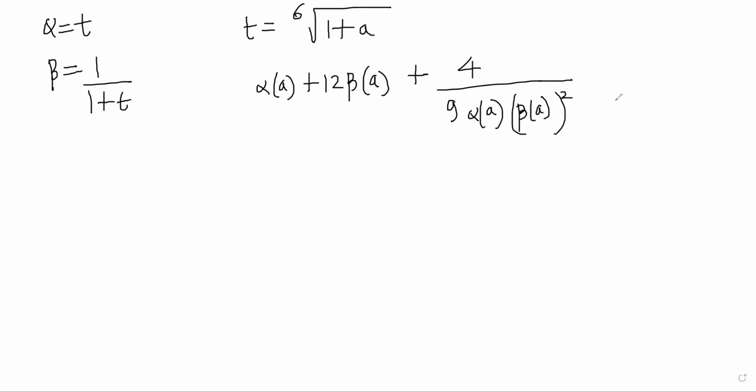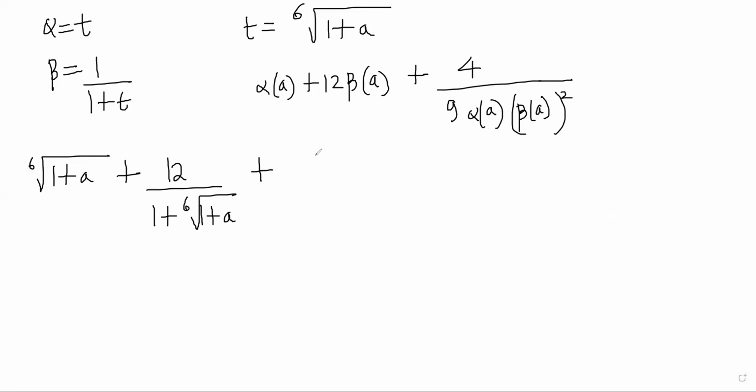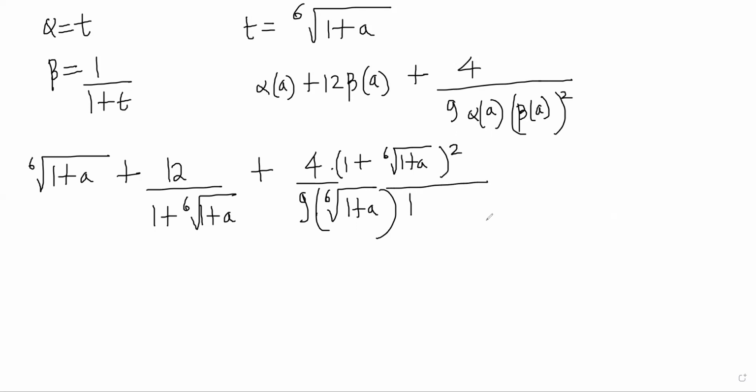This is what we have, correct? So let's just write it once. Alpha a is simply t. So that will be 1 plus a sixth root plus 12 times beta a. So 12 by 1 plus sixth root 1 plus a, right? Plus 4 by 9. Alpha a is t. That is sixth root of 1 plus a. And beta square will become 1 by, on top, 1 plus root over 1 plus a sixth root whole square, right? So basically this looks like the expression that we have to minimize, right?